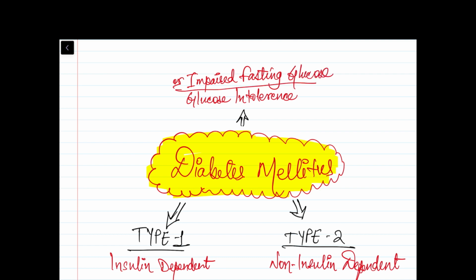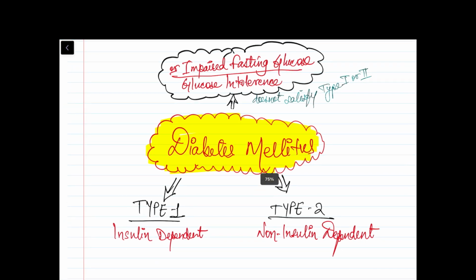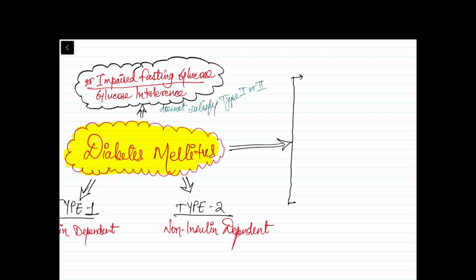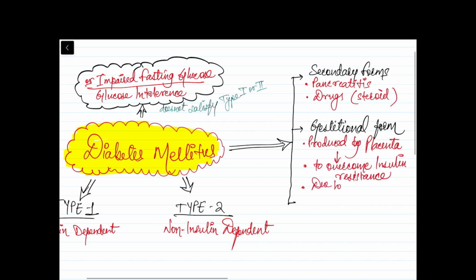This kind of diabetes is basically when the situation does not fit into either type 1 or type 2 diabetes. It is neither insulin dependent nor non-insulin dependent. Now, there are also some secondary forms of diabetes, which are due to pancreatitis or drugs such as steroids. Another form is gestational diabetes, which is of course during pregnancy. The placenta produces anti-insulin hormone, so there is overall insulin resistance and not sufficient insulin production in the body.